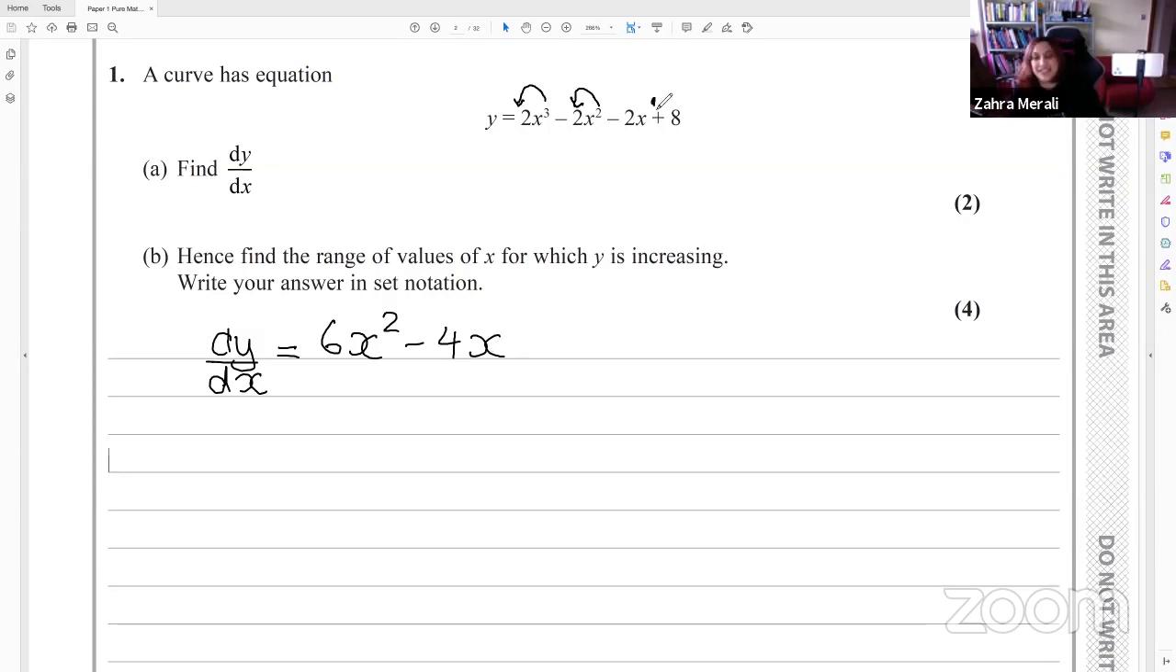And you know the gradient of 2x is just 2. And if you have any constants, they disappear. So now we've found dy/dx. And then it says, hence find the range for which it's increasing.